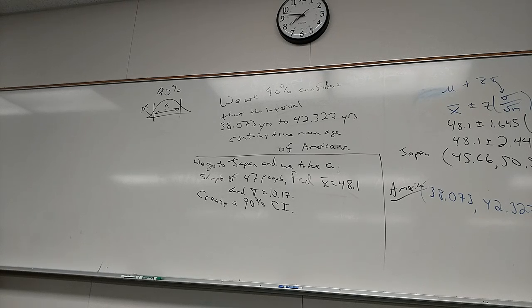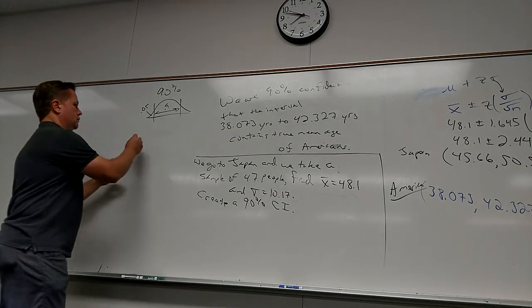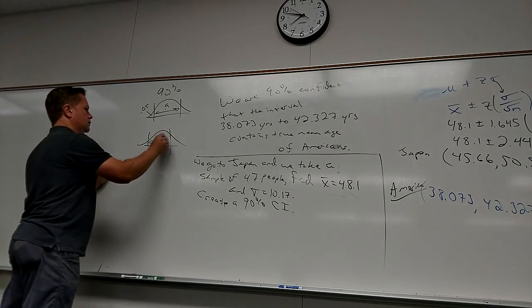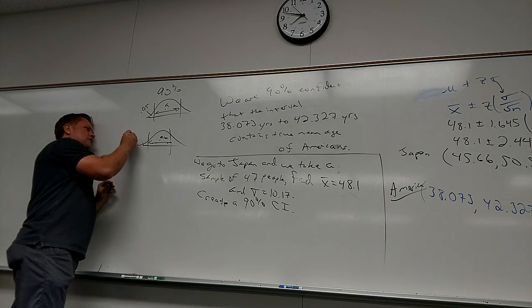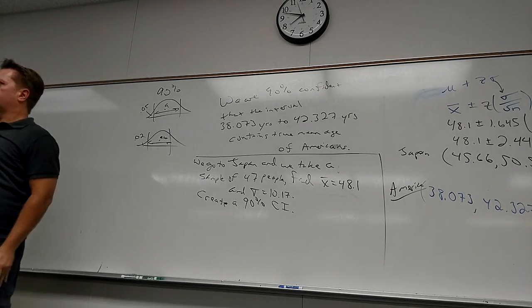Okay, so now you know me, I'm going to ask you for a 96% confidence interval. What would you look up for 96? This would be 0.02, because it should be 4% out there, 2% on each side.